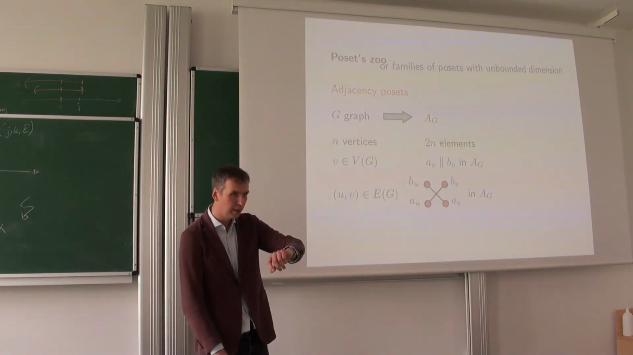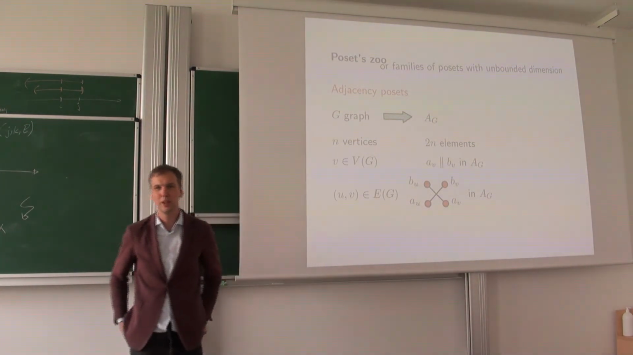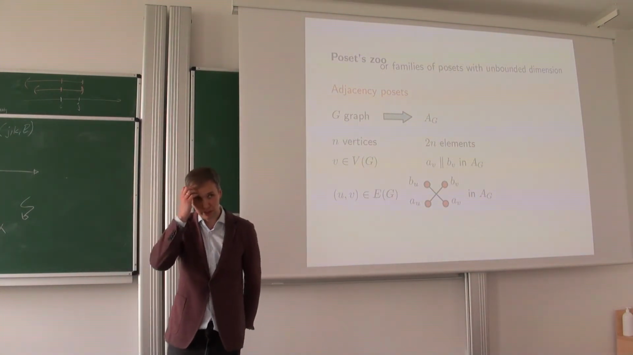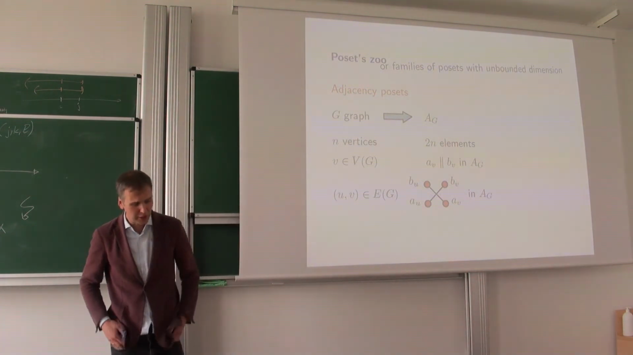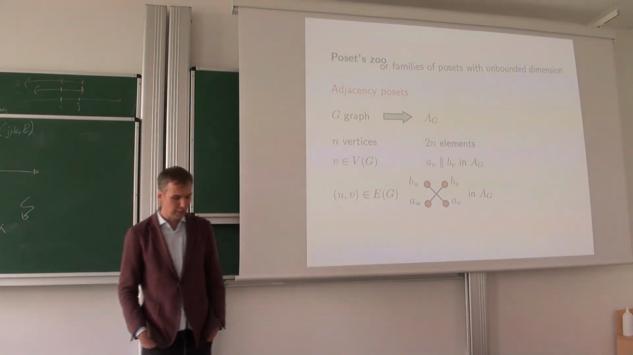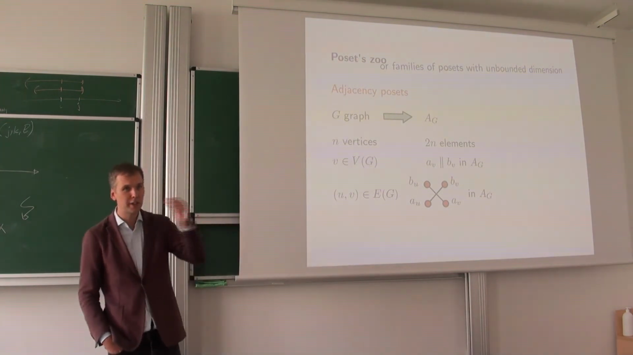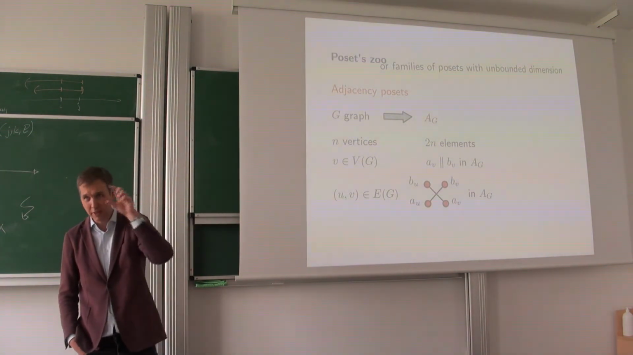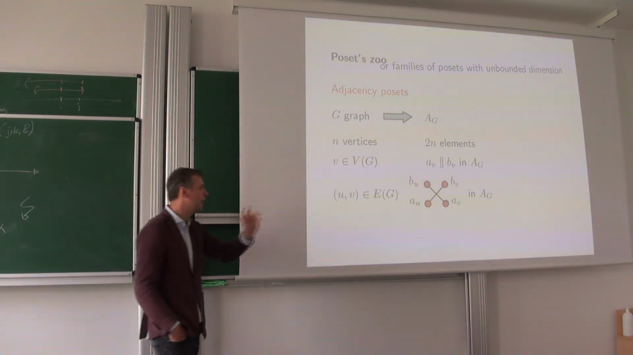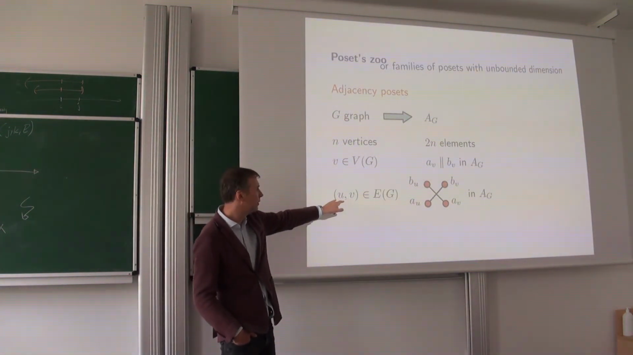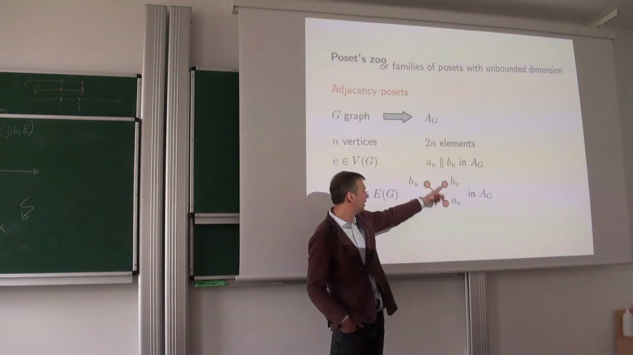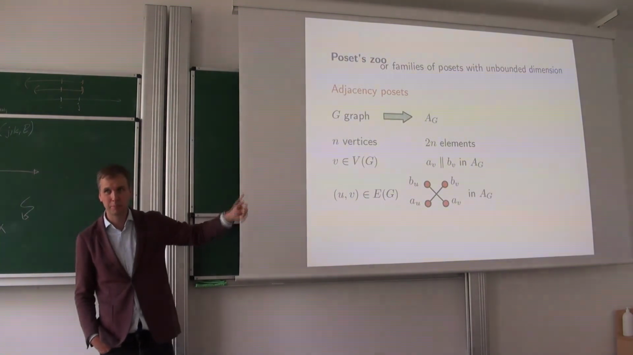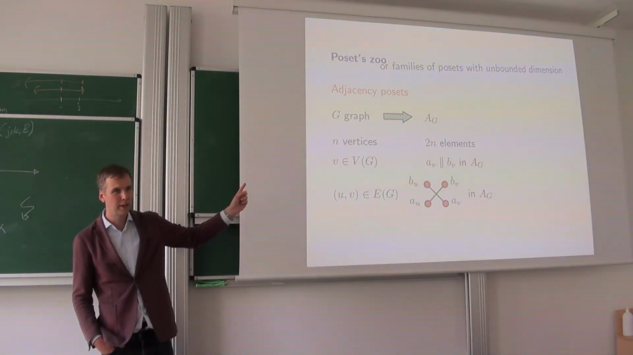And now the last animal in the zoo for today, another operator that, given a graph, gives us back a poset. This will be called the adjacency poset of a graph. So this time, given n vertices, for each vertex of your graph, you will produce an incomparable pair. So v gives you a_v, b_v. This will be an incomparable pair in the final poset. And whenever you have an edge uv in the graph, one pair interacts with the other in this way. So a_u is below b_v, and a_v is below b_u. Okay? And that's it.